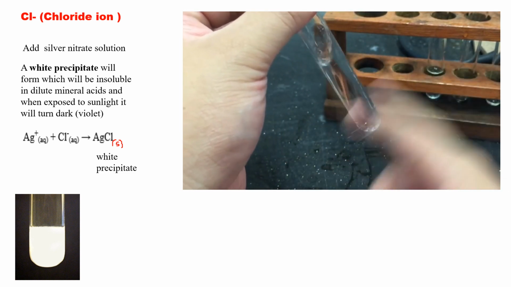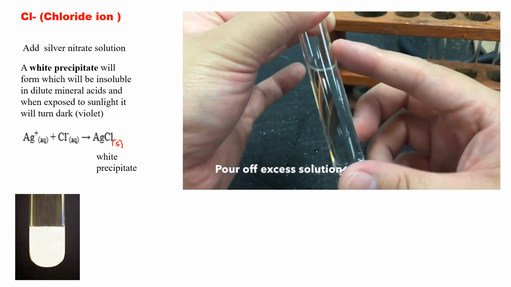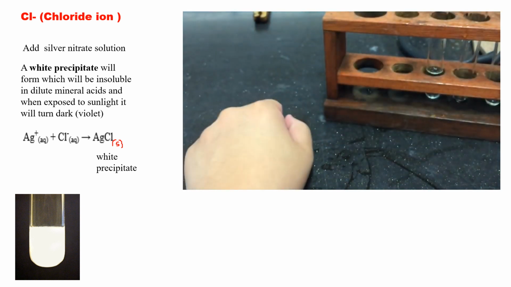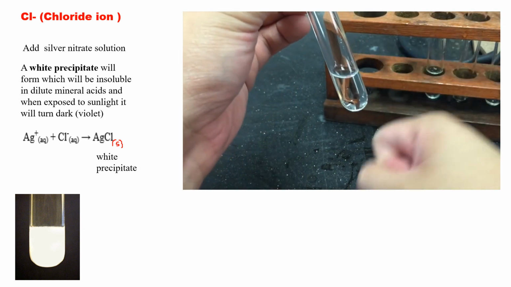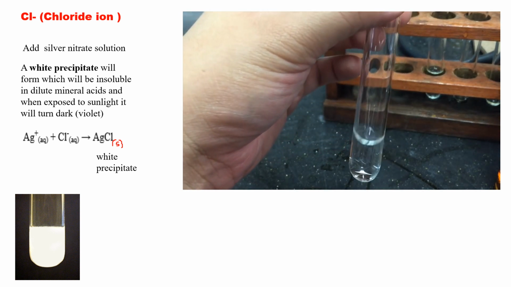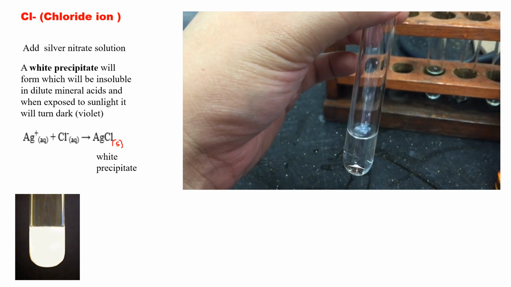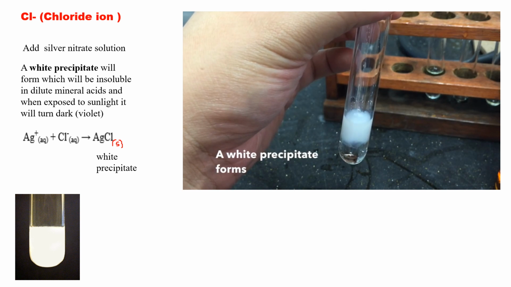If you have too much solution, you may pour it out and leave only a small volume within your test tube. Proceed to add a few drops of silver nitrate solution. You will see that a white precipitate forms immediately.